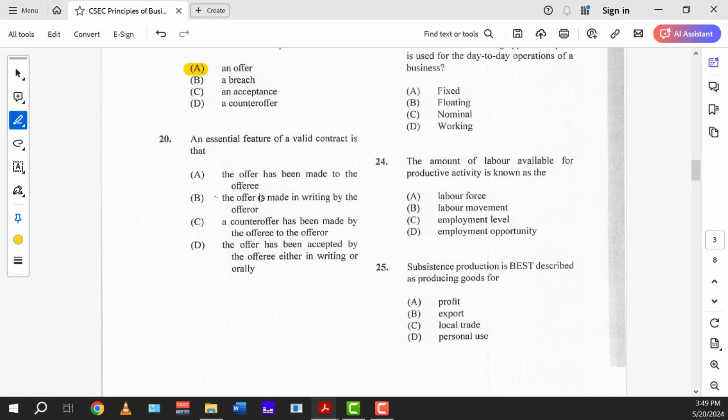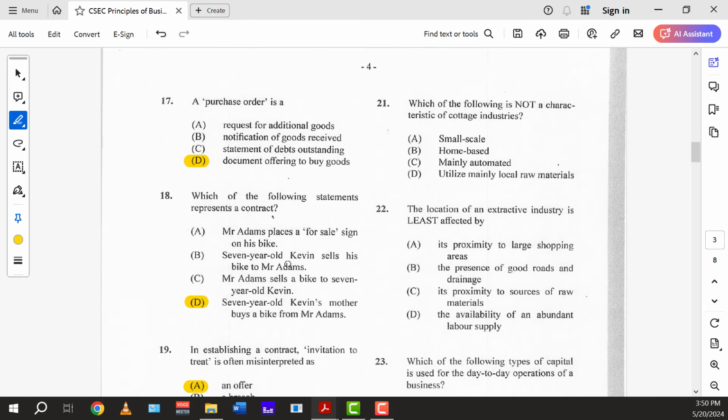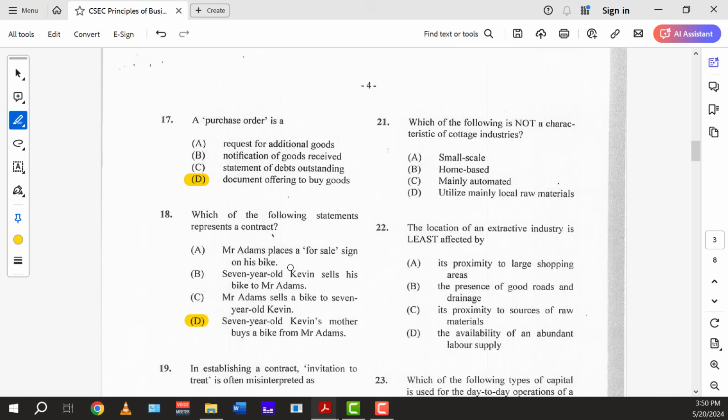Alright, number 20, an essential feature of a valid contract is that A. The offer has been made to the offeree. B. The offer is made in writing by the offerer. C. A counter offer has been made by the offeree to the offerer. D. The offer has been accepted by the offeree either in writing or orally. We have a bunch of D's lined up, man. Sometimes you start questioning these things when you see all of them are D. Like, there's a problem here. But so far, so good.